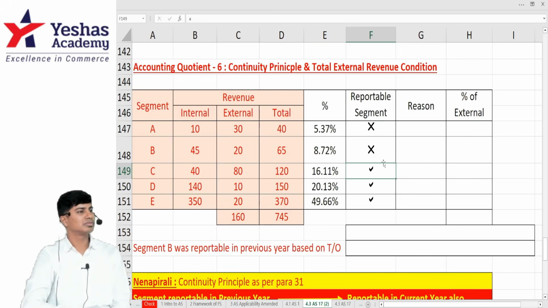Last year, it becoming reportable itself is a big deal. It had not fulfilled the criteria last year. We gave it one chance. This time also, if you don't perform, it is not reportable. Are you getting it? Yes, sir. Yeah, this is not reportable.